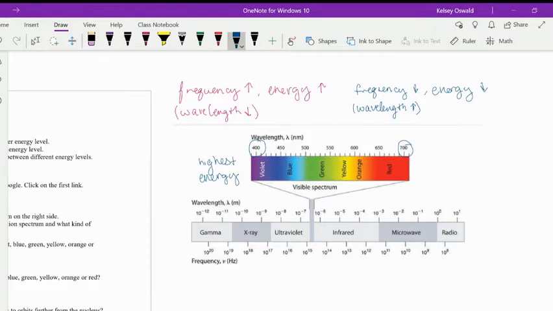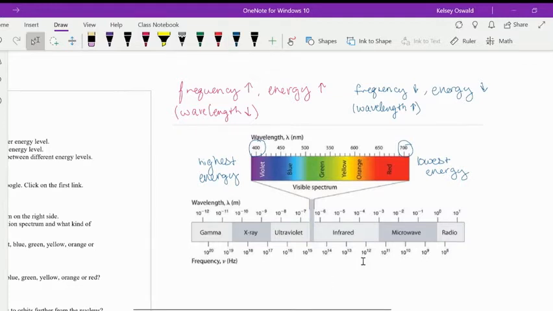On the other side of that, red, this guy has the highest wavelength, so those peaks are furthest apart. These guys are going to have the lowest energy. If you think about at a stoplight, when that light turns red, you stop, meaning that you have a very low or no energy. Perfect.